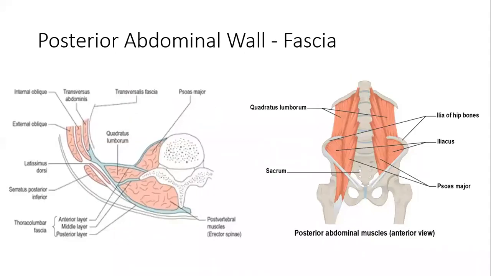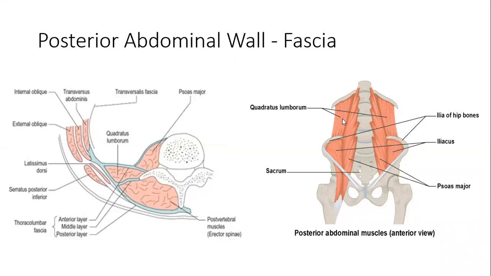Attachments of the quadratus lumborum muscle. Quadratus lumborum arises from the iliac crest and iliolumbar ligament. The fibers travel supromedially, from below upwards and medially directed, inserting onto the transverse processes of the upper 4 lumbar vertebrae and the inferior border of the 12th rib.